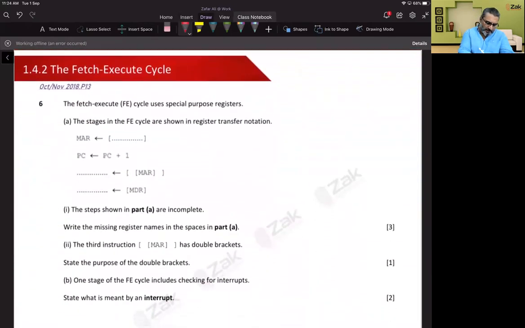From PC, it goes to MAR. The content of the PC is incremented by 1. Then the instruction at the address mentioned in MAR goes to MDR. The content of MDR goes to CIR.